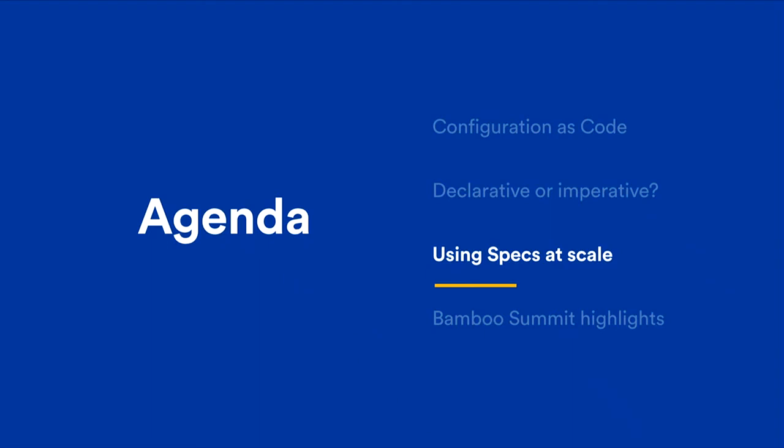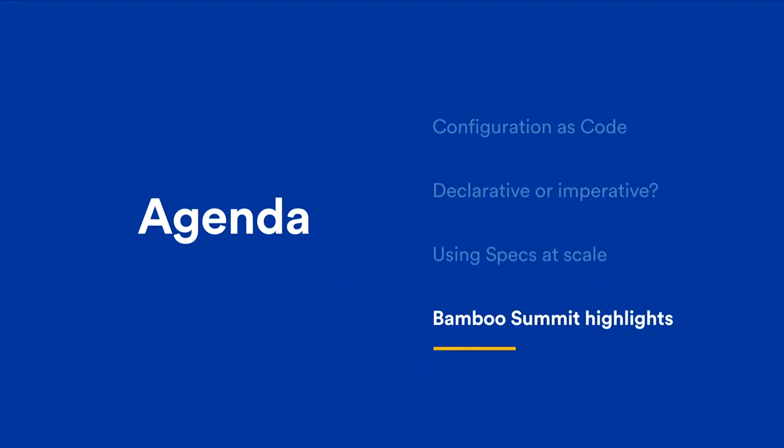So how do you use specs at scale when you have hundreds of plans under control of specs, maybe several instances, and a lot of people using them. And I close off with some Bamboo Summit highlights, unrelated to specs, but also interesting to some of you. And I'll be taking questions after the talk.